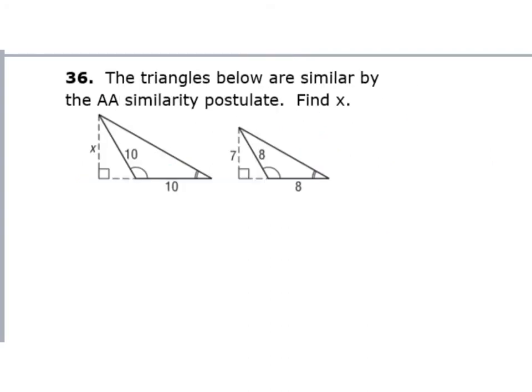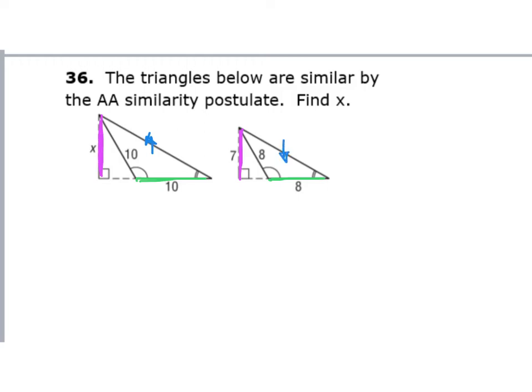Number 36 is just like number 35. My triangles below are similar by the angle-angle similarity postulate, so that means that my altitudes here and here will be proportional to my corresponding side. So I can pick the side between the two congruent angles and the side between the two congruent angles. And then we just have to decide which one we want to put on top. I'll just go left to right, and which one we want to put on the bottom.